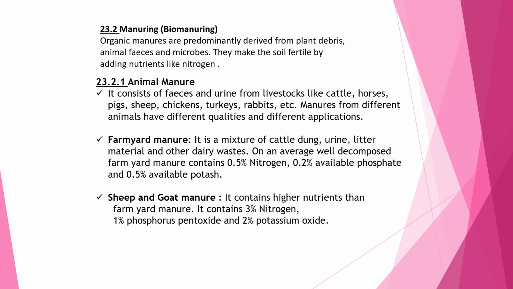Then animal manure. Manure and fertilizers we study, no? That is, it consists of feces and urine from livestock. Livestock are domestic animals like cattle, horses, and other animals like pig, sheep, chicken, turkey, rabbit. Manures from different animals have different qualities and different applications. Okay, so that is first animal manure.